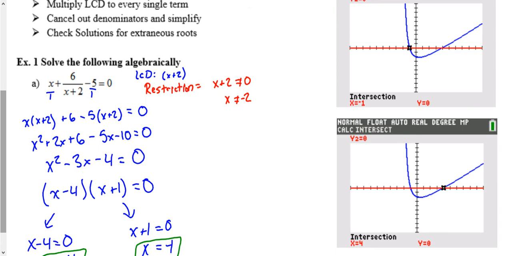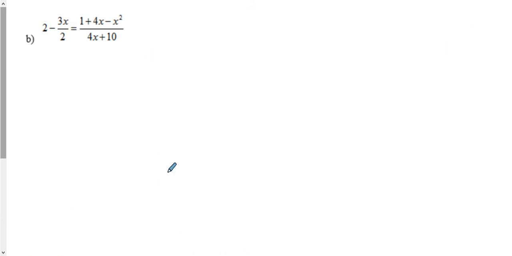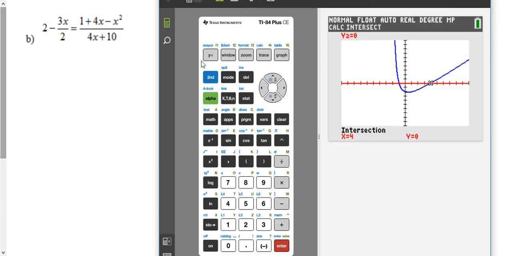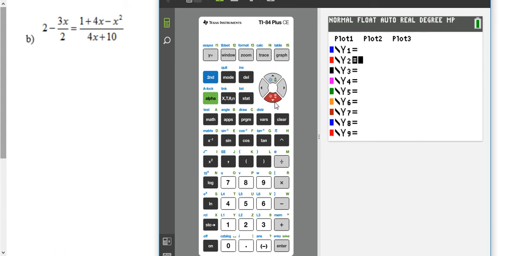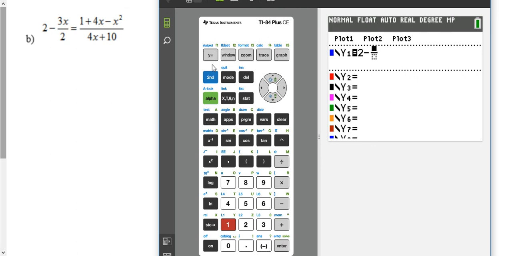We solved it algebraically. From here on out, I'm just going to solve everything else graphically. It does speed things up a little bit. So graphically, here we go. Straight to my graphing calculator again, clearing off what I have on the screen here and typing in my equation. So the first one I have is going to be 2 minus, and again, if I have a fraction, I'm going to use my fraction function, and I have 3x. So let's try that again, 3x, and that's going to be over 2.